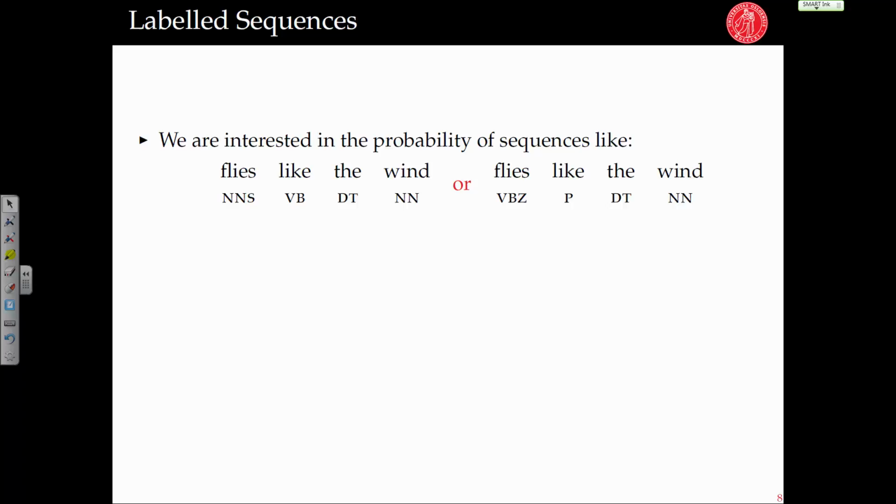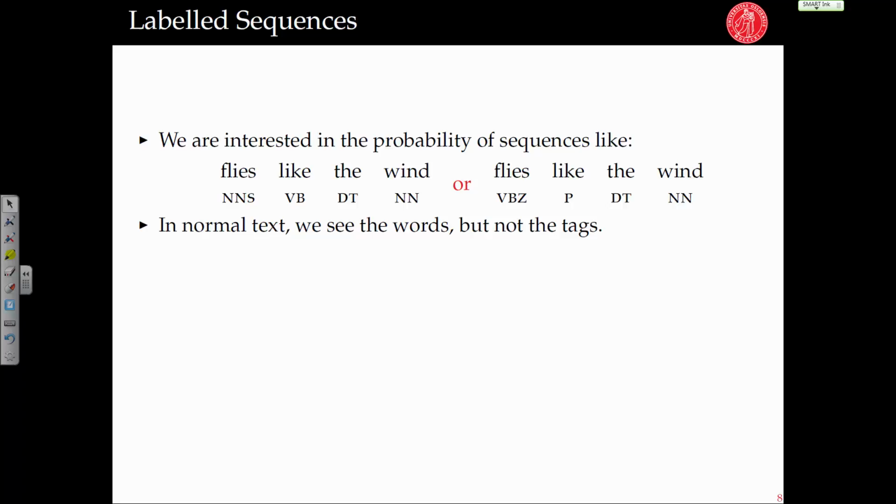Is flies a noun, the plural form, or is it a verb in the third person singular form, which is like he likes, right? I say I like, he likes, he flies, it flies. And what about also like? Is it a verb or is it a preposition? So this is what we want: to find the most likely sequence of tags given this sentence.